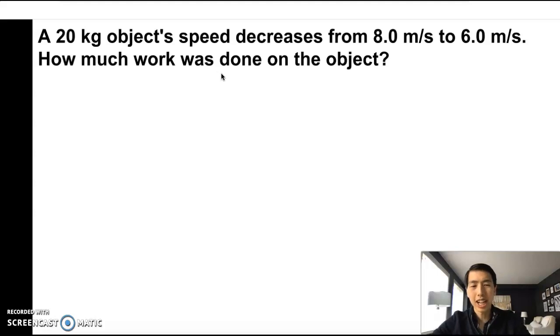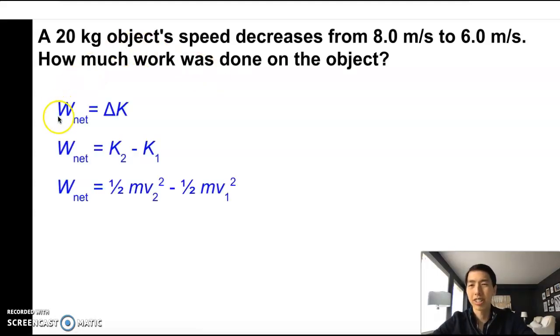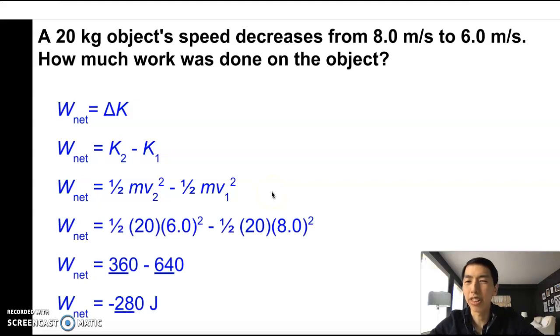And now we have a new way to calculate the net work done on an object. That's all the work done by all the forces put together, and you can find the net work by calculating delta K. Once again, delta K is rewritten as K2 minus K1. And then kinetic energy has its own formula, half m v squared. So I do that for the final speed and subtract the same thing for the starting speed. I fill in all the numbers because I'm given the mass and both of the speeds.